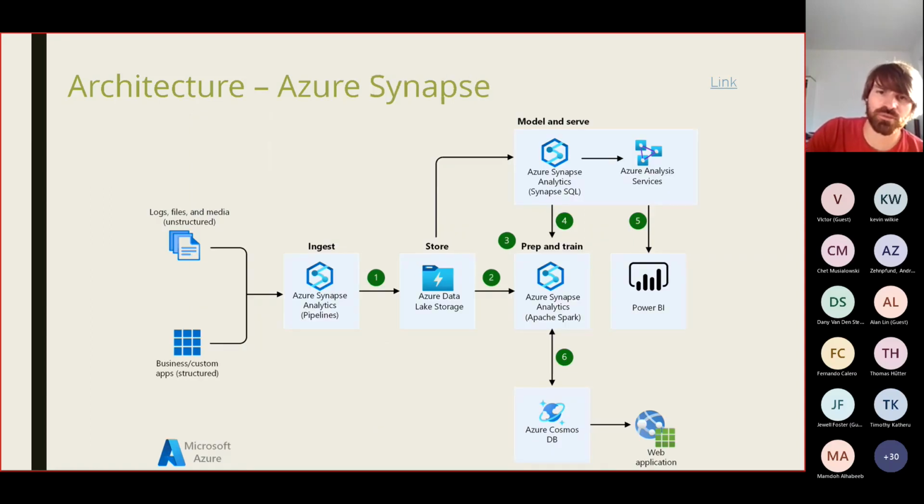If you're focusing on Synapse, it's looking slightly different. You also have some Synapse pipelines that do your processing, store the data in the data lake store, and then again you have Synapse Spark pools, also for the machine learning use cases, and then Synapse SQL pools again for the serving, and Analysis Services in Power BI for the actual reporting then.